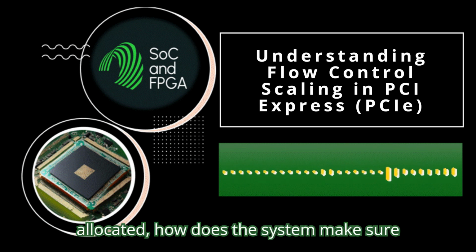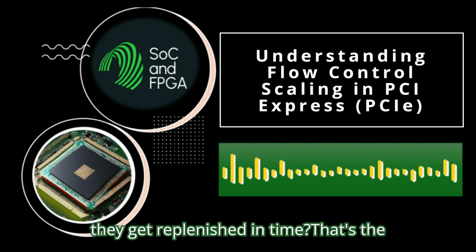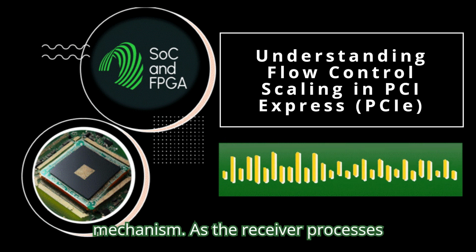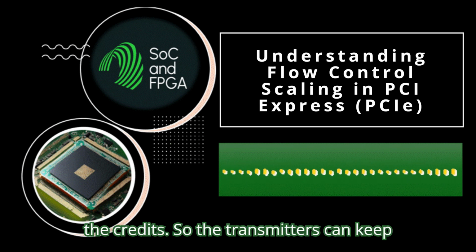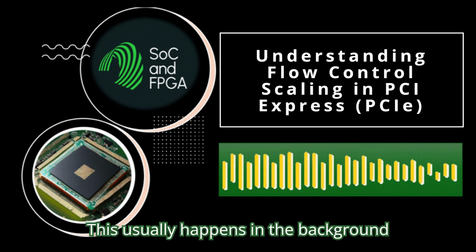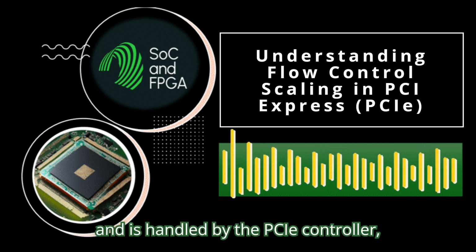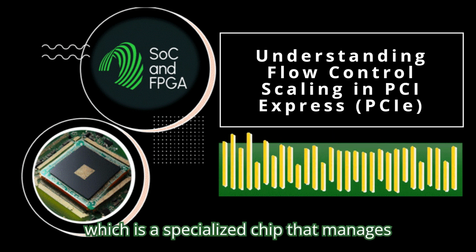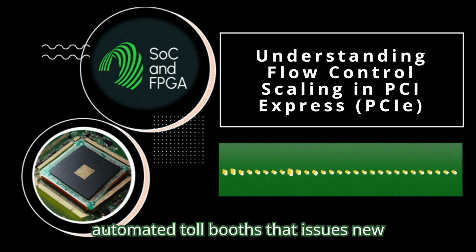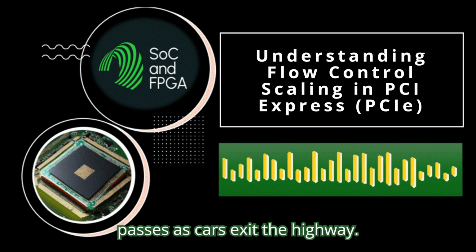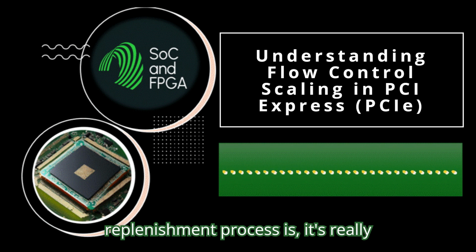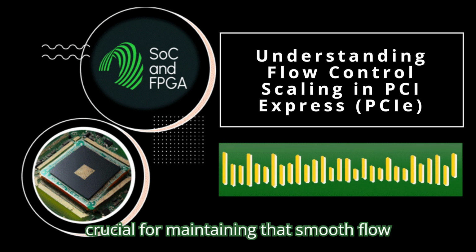So once the credits are allocated, how does the system make sure they get replenished in time? That's the job of the credit replenishment mechanism. As the receiver processes those data packets, it needs to replenish the credits so the transmitters can keep sending data without interruption. This usually happens in the background and is handled by the PCIe controller, which is a specialized chip that manages that PCIe link. So it's like having automated toll booths that issue new passes as cars exit the highway? Precisely, and how efficient that replenishment process is, is really crucial for maintaining that smooth flow of data.